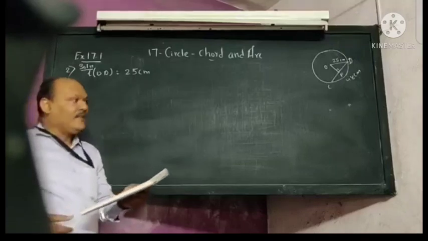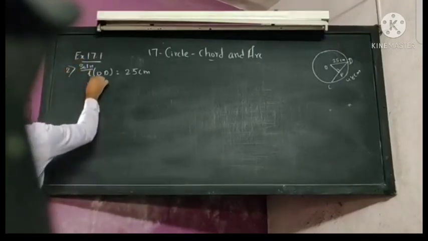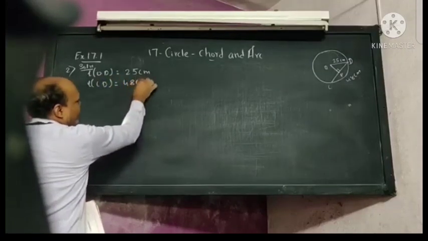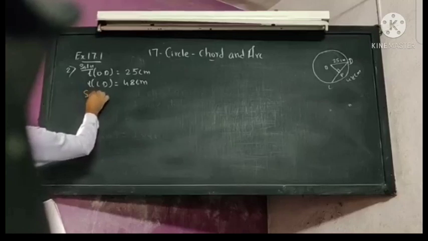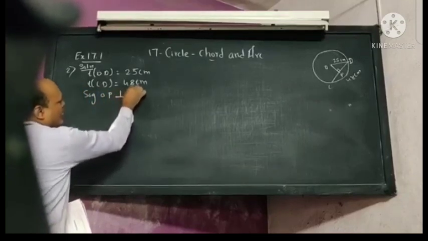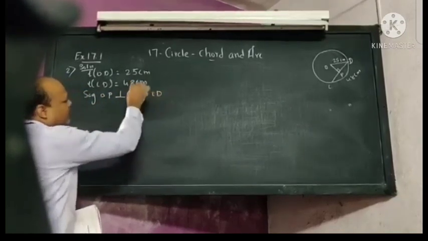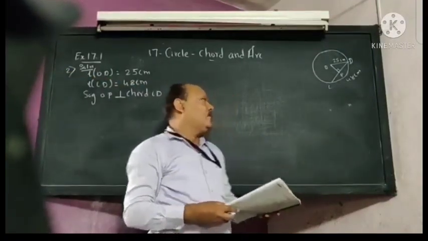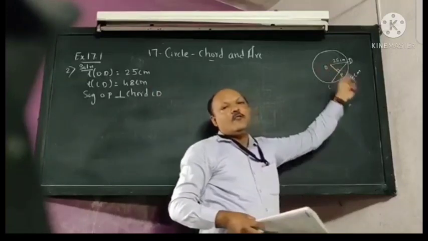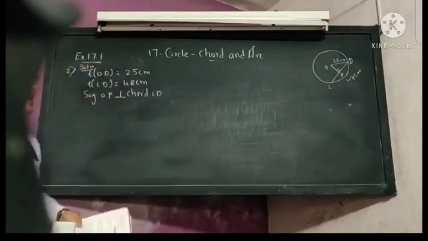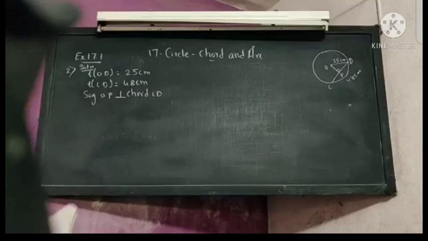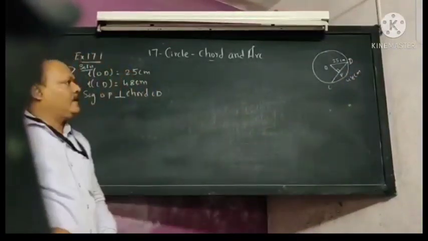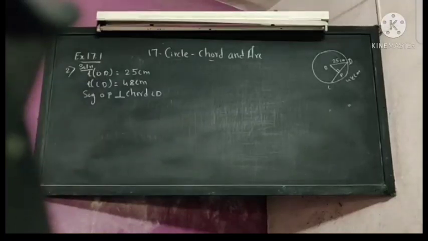And the length of the chord is given to you. The length of chord CD is 48 cm, and segment OP is perpendicular to chord CD. These three things are given to you. We have to find the distance of the chord from the center, that means the length of OP. So first of all, we start with the first property. We will find the value of PD first, and then we can apply Pythagoras and solve it.